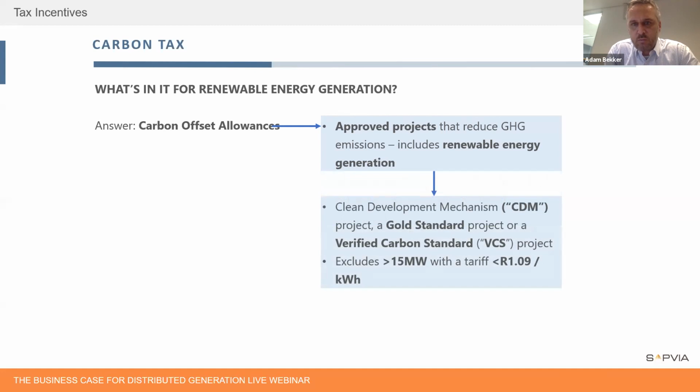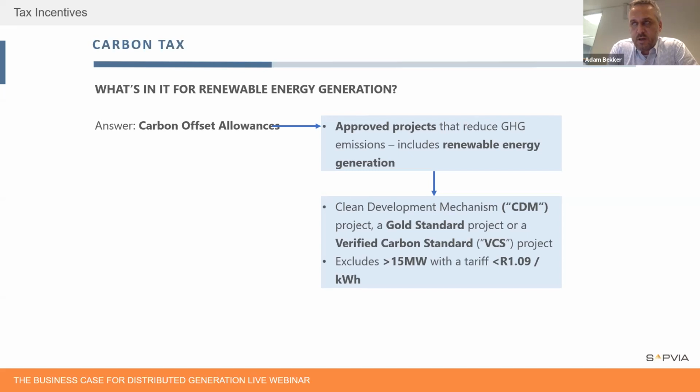Very quickly, the question is, how does the renewable energy project qualify as an approved project? And really what you have to do is register under one of the recognized standards for carbon credit trading. So that's the CDM, the gold standard, or verified carbon standard, VCS standards.